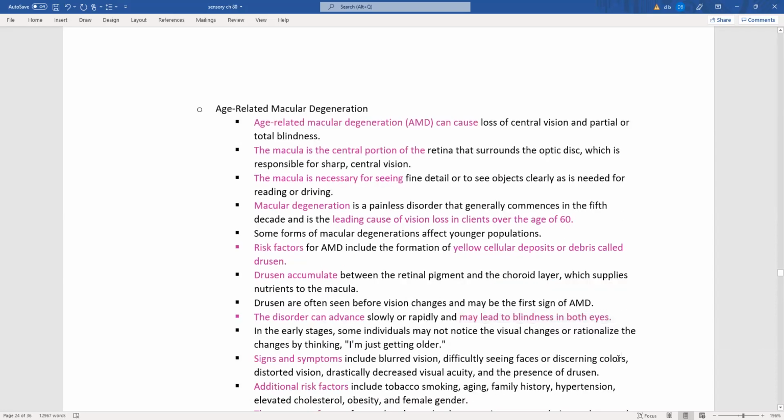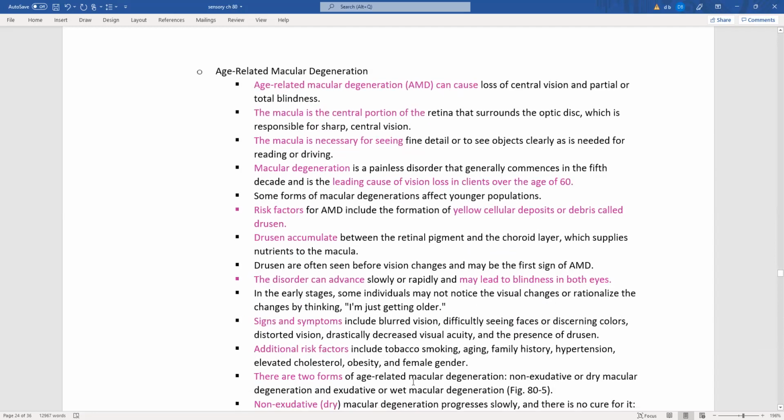In early stages, some individuals may not notice the visual changes or rationalize the changes by thinking, I'm just getting old. Signs and symptoms include blurred vision, difficulty seeing faces or discerning colors, distorted vision, drastically decreased visual acuity, and the presence of drusen. Additional risk factors include smoking, aging, family history, high blood pressure, high cholesterol, fat, and female gender.